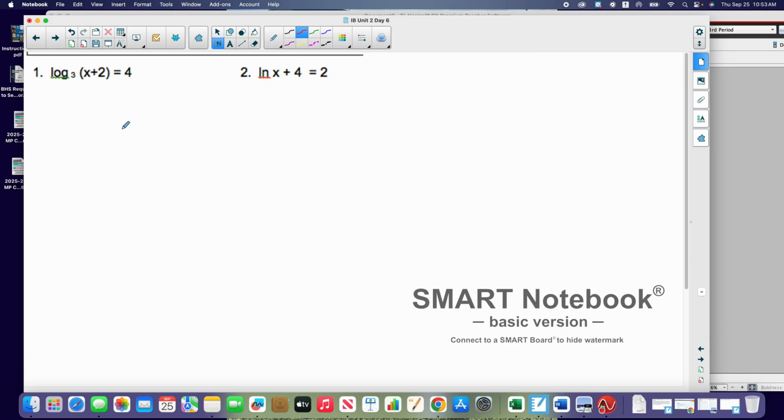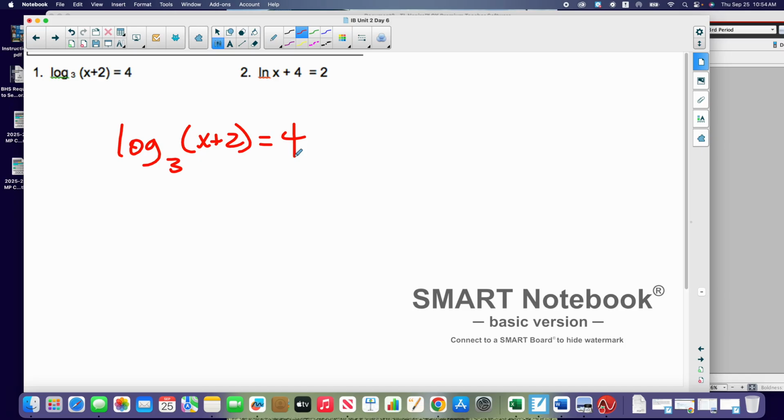All right, here we go. Log base 3 of x plus 2 is equal to 4. So now we're going to go solve a log problem. Log base 3 of x plus 2 is equal to 4. Can I get rid of anything right now? Can I get rid of that 2? No, because it's inside the parentheses, right? If it was on the outside of the parentheses, then yes, I would.